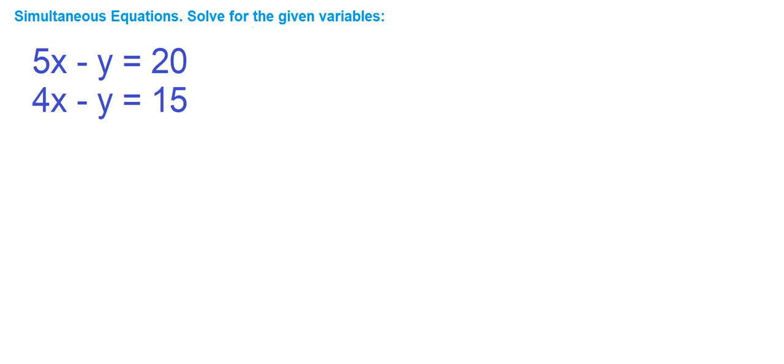Simultaneous equations: solve for the given variables. We can see immediately that there are some subtraction symbols in there, so this is going to be interesting. With simultaneous equations, the value of the x in both equations and the value of the y in both equations is the same. So this x is the same value as this x, and this y is the same value as this y. Okay, so let's go about solving this problem.